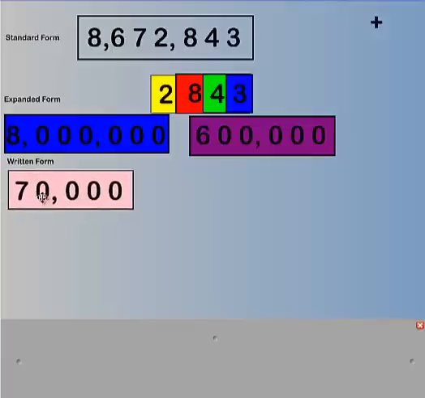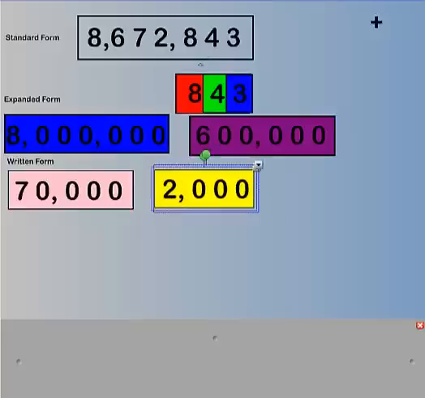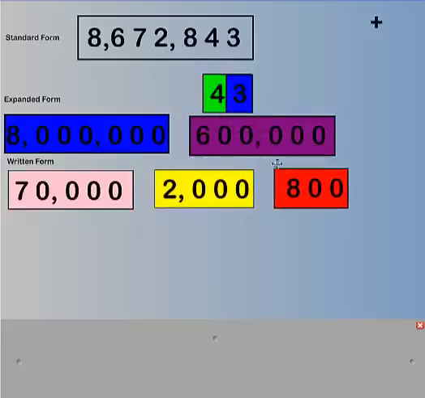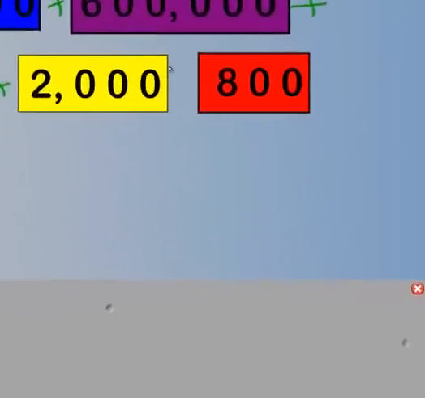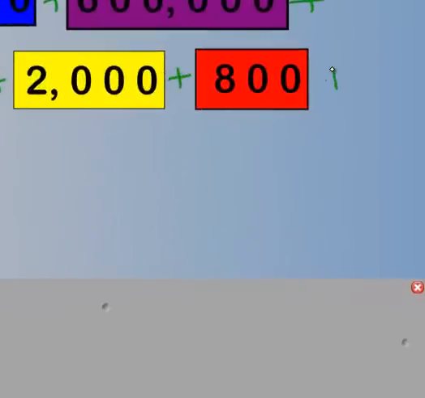So we've got 70,000. The 2 is in the thousands place. So if you have 2 of those, you have 2,000 plus an 8 in the hundreds place gives us 800 plus a 4 in the tens place is 40 plus a 3 in the ones place is 3. So if we add these together, we've got 8 million plus 600,000 plus 70,000 plus 2,000 plus 800 plus 40 plus 3.